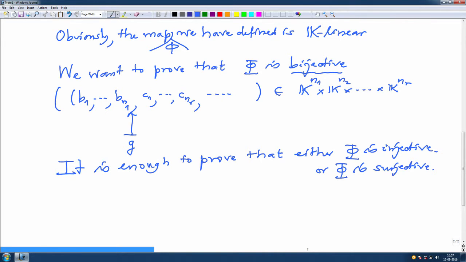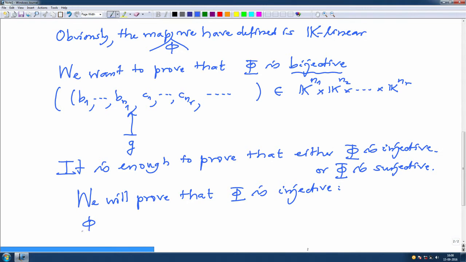Obviously, in this case I will choose to prove that phi is injective because it is easier than proving phi is surjective. Surjectivity of phi is in fact the problem of interpolation. So, we will prove that phi is injective. That means, what we have to prove? If phi of some polynomial g is 0, then g should be the 0 polynomial.